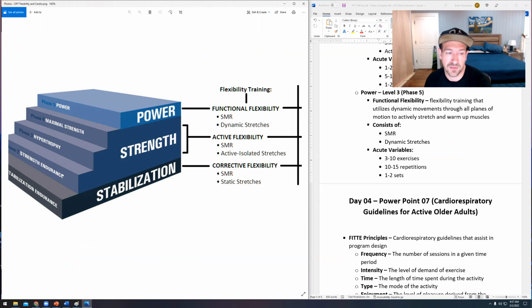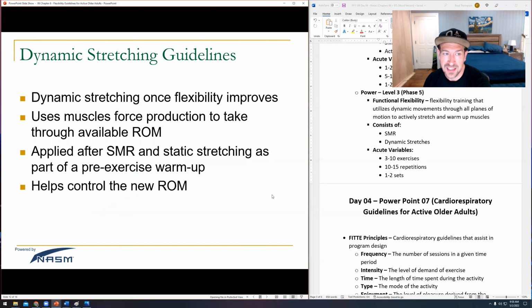You should have built a very strong foundation getting up to the power level, so now your client is already quite strong because they've already gone through the strength level. They're already very stable because they've already been through the stabilization level. We can do some peak training here. So we are going to be lifting at really high velocities.